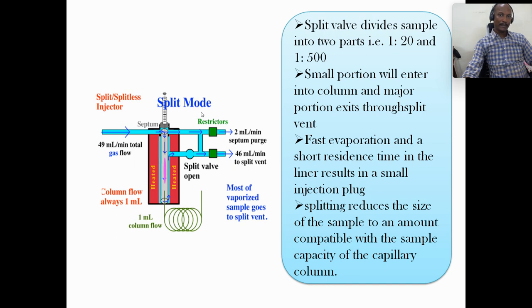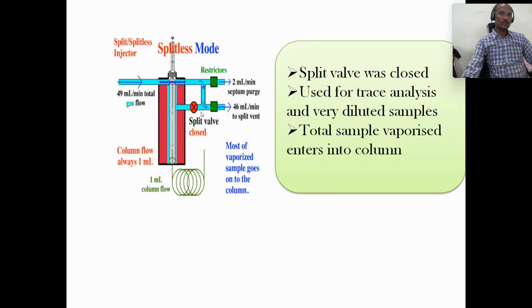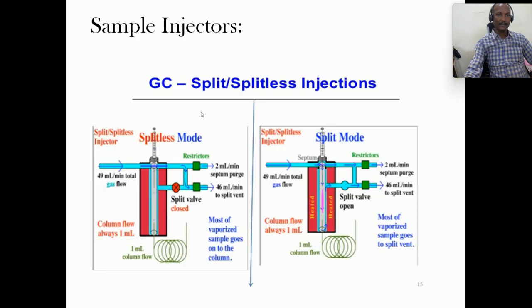The fast evaporation and a short residence time in the liner result in a small injection plug. The splitting reduces the size of the sample to an amount compatible with the sample capacity of the capillary column. Next, in the splitless case, the split valve is closed, and it can be used for trace analysis, and very dilute samples can be involved. Here, the total vaporized sample that enters the column can be analyzed.